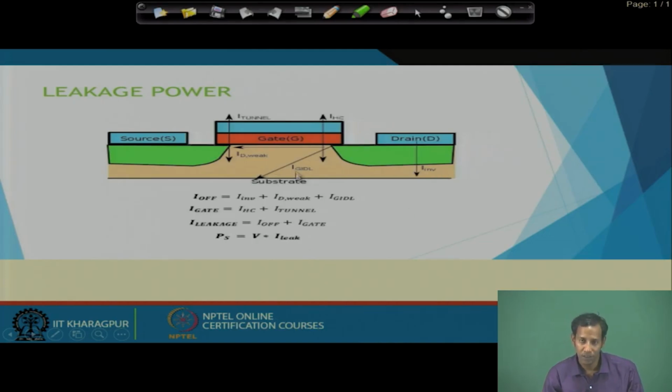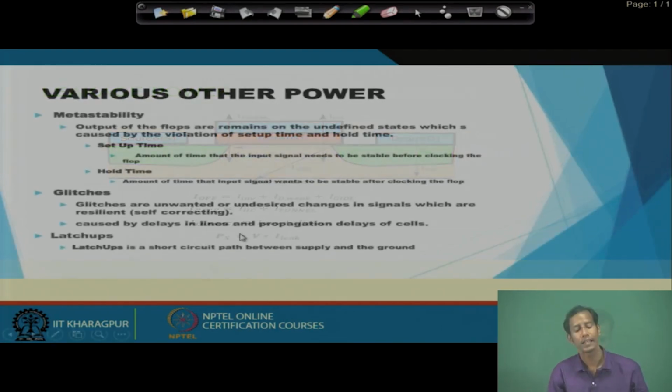Because of technology scaling, this I leakage is becoming more and more day by day, which makes leakage power consumption a major concern that we should consider while we design our system. Okay.